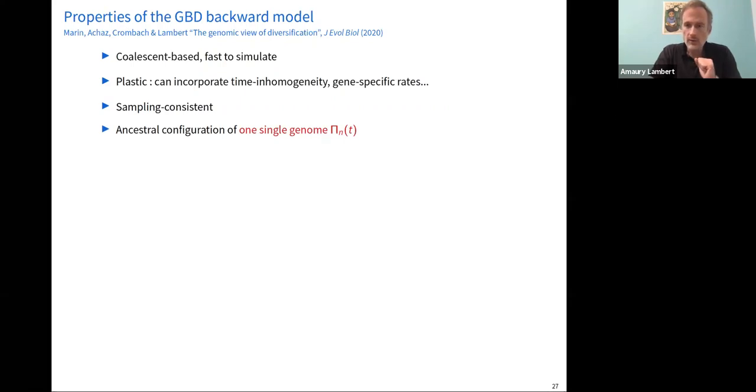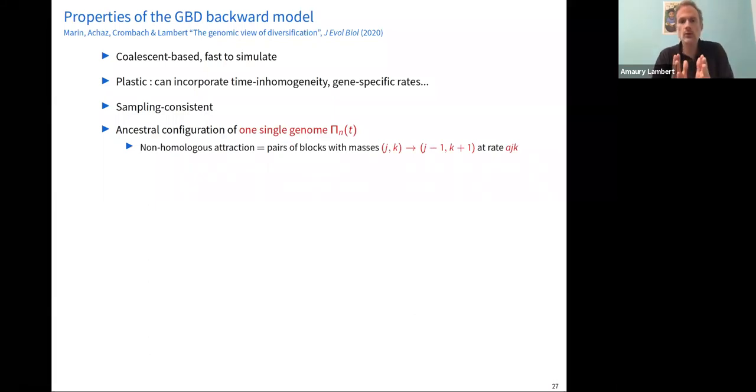This has a law that is already well known. Why? Because we only consider one single genome here, we won't have any coalescence or any homologous attraction. So B and C will not come into play, only A and D.